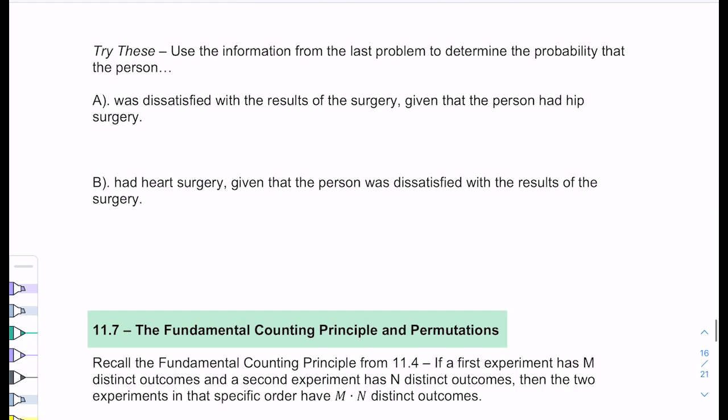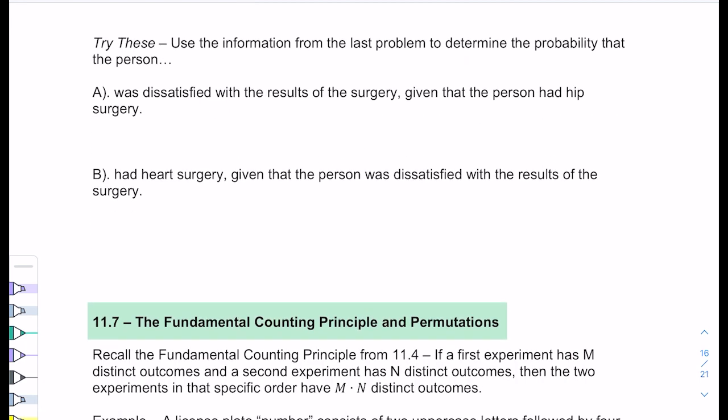Okay, try the next two on your own, and then you can unpause the video when you're ready to figure out how to do this. So we're still going to use the table from the last problem. Now we're looking for the probability that a person was dissatisfied, so I'll just call that D, given, okay, so there's my given, that's conditional probability, that the person had hip surgery. So I'll just call it H.